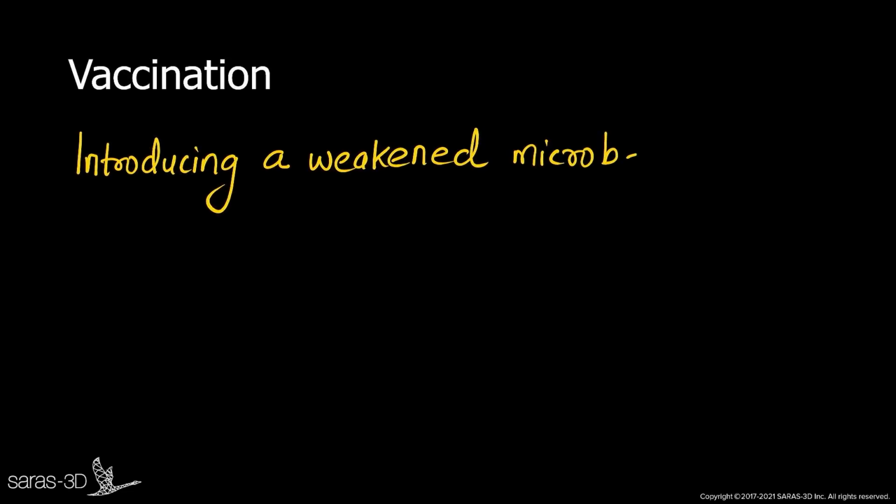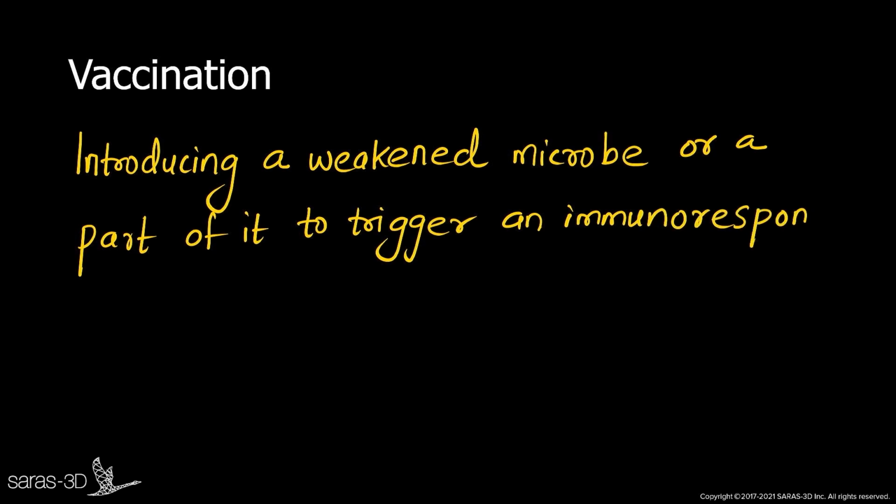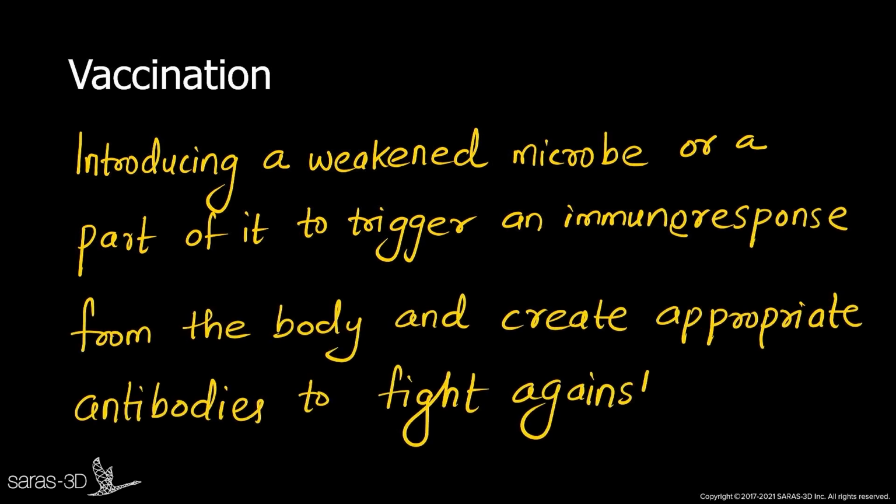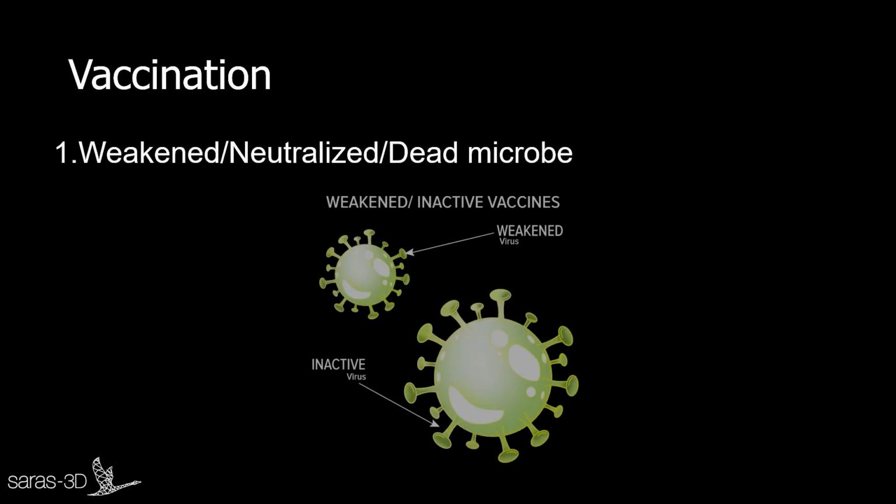The purpose of a vaccine is to introduce a weakened microbe or a part of it to trigger an immune response from the body and to create appropriate antibodies to fight against the foreign body. These antibodies are also generated when the actual microbe infects the body. So it could be following any of the below mentioned mechanisms. One is where a weakened, neutralized or dead microbe is introduced.